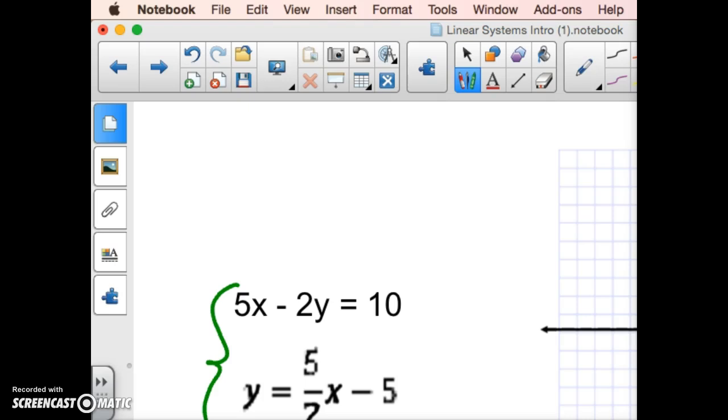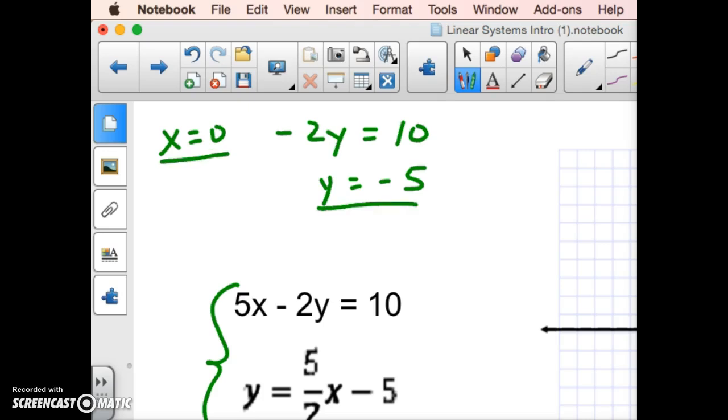I don't know if anybody remembers the intercept method of graphing. If we let x equals 0 to start with on the top equation, that would leave us -2y equals 10. If we divide by the -2, y would end up equaling -5. That means we have a point at 0 and -5.